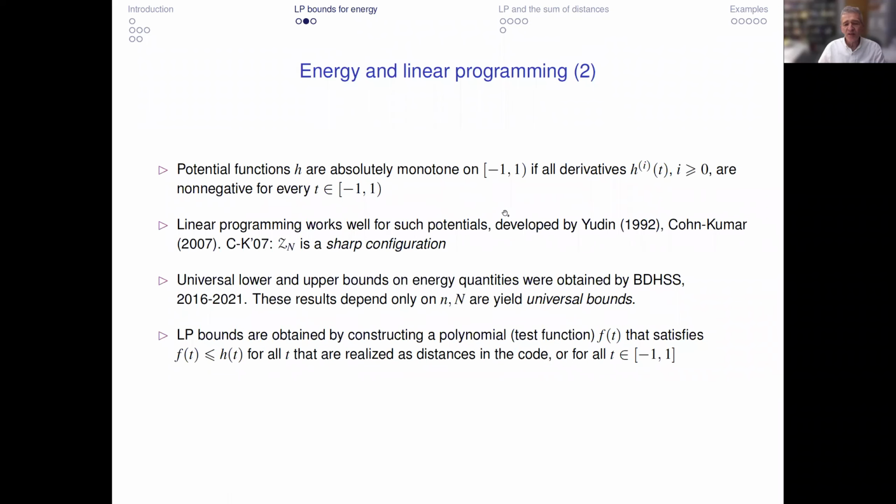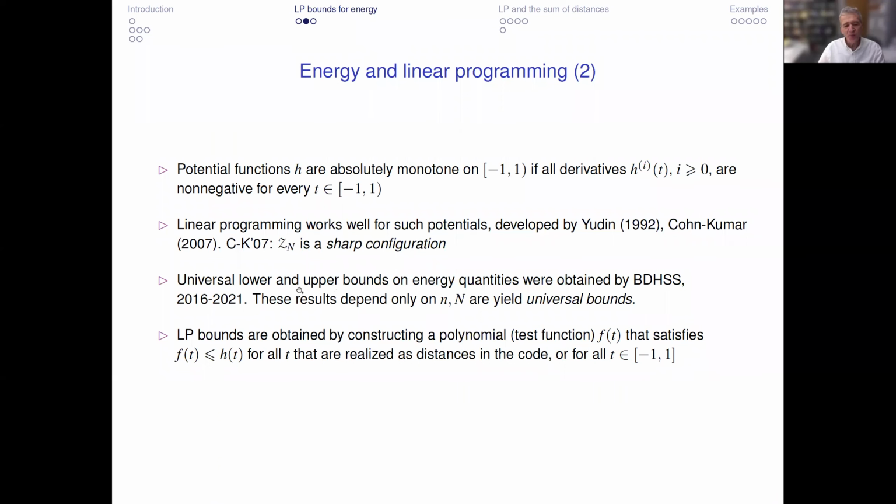Linear programming works well if the potentials are absolutely monotone. So the derivatives are all non-negative for all values of the argument between -1 and 1. The LP bound was pioneered by Yudin, 1992, and of course the well-known paper by Henry Cohn and Abhinav Kumar, 2007, where they in particular proved that sharp configurations are minimizers of potential energies for all absolutely monotone potentials.